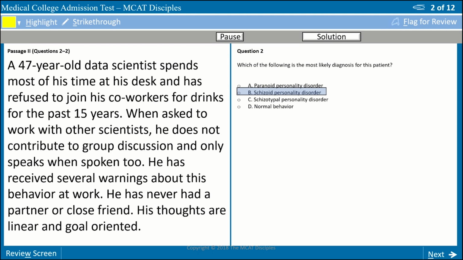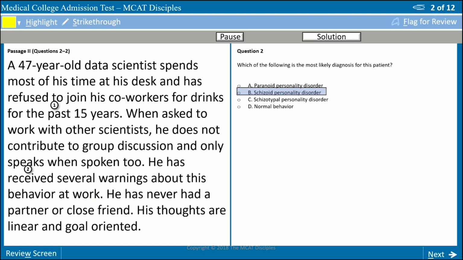And we can clearly see in this passage that for the past 15 years, there's that time course. He refused to join his coworkers for drinks every time they've invited him. I mean, wow, for 15 years, that is a big example of social detachment.